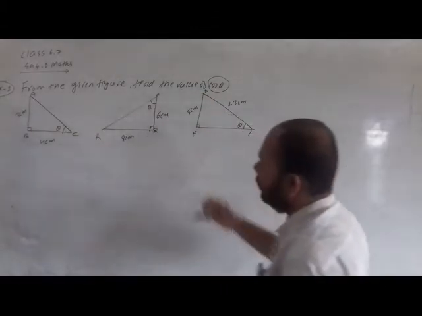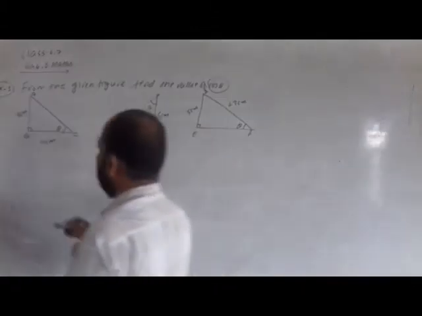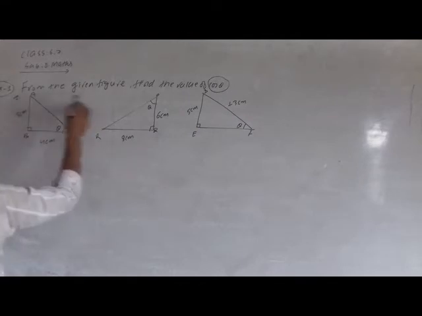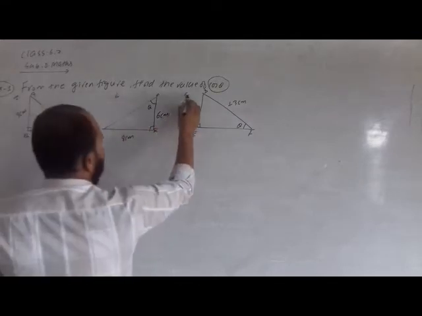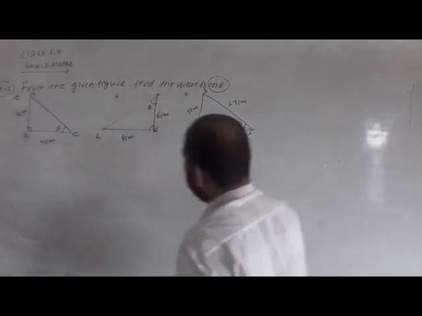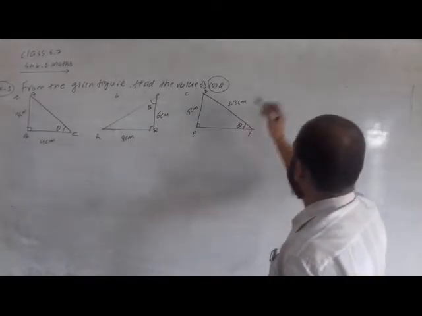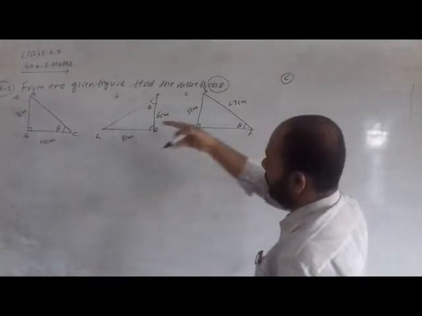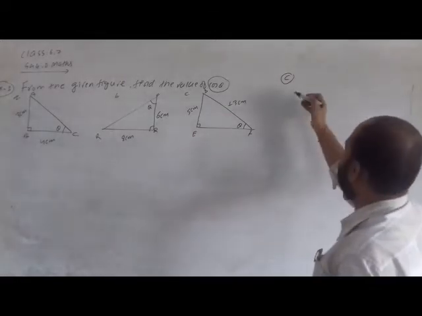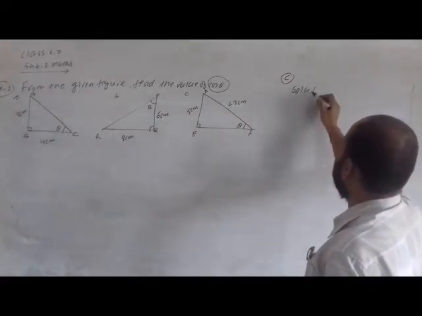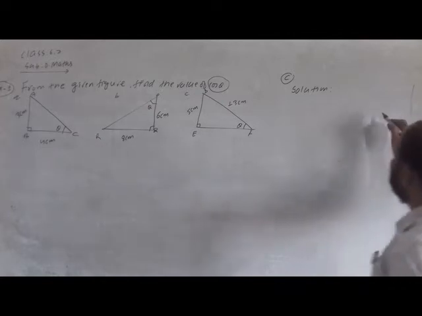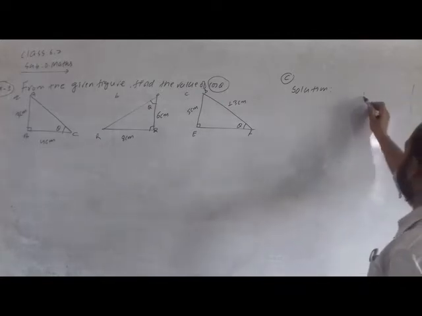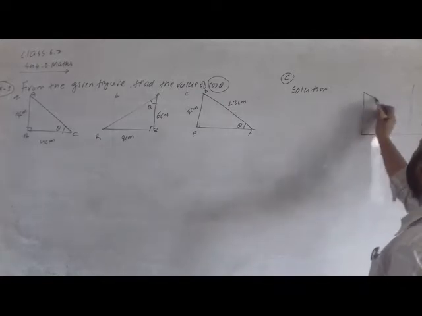Now I am going to solve one part. Here this is part A, part B, and this is part C of the question. Today I am going to solve part C, and the remaining parts are your homework. Now look here. Solution. First you draw the figure of the question.